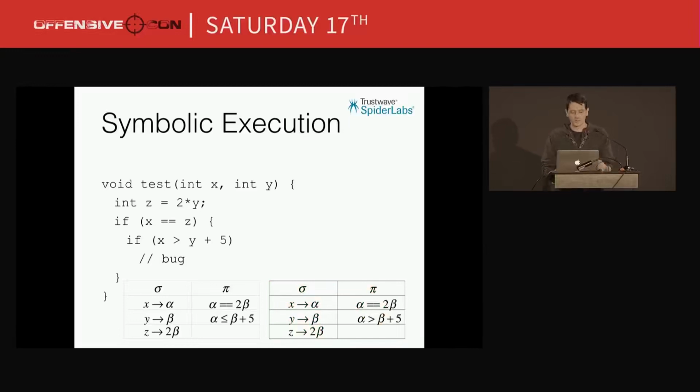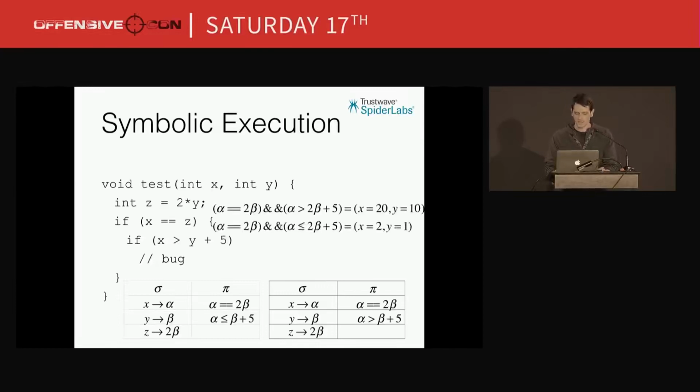Now we get to the next conditional statement, if x greater than y plus 5. And again, two possible outcomes. We can go in the left direction or the right direction. If we take the left branch, then the next path condition becomes alpha is less than or equal to beta plus 5. And the right branch becomes alpha is greater than beta plus 5. Right? And that's what we're solving. So now we have two sets of constraints, one for the first path and one for the second path. For the first path, we have to solve alpha equals 2 beta, and alpha is greater than 2 beta plus 5. And for the second one, the condition is alpha is less than or equal to 2 beta plus 5.